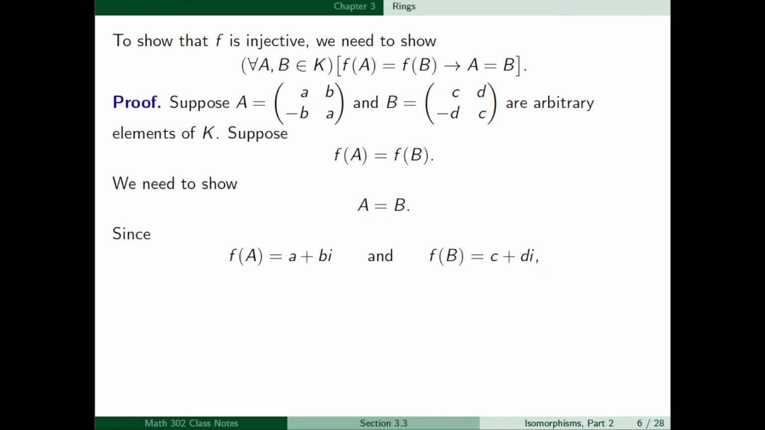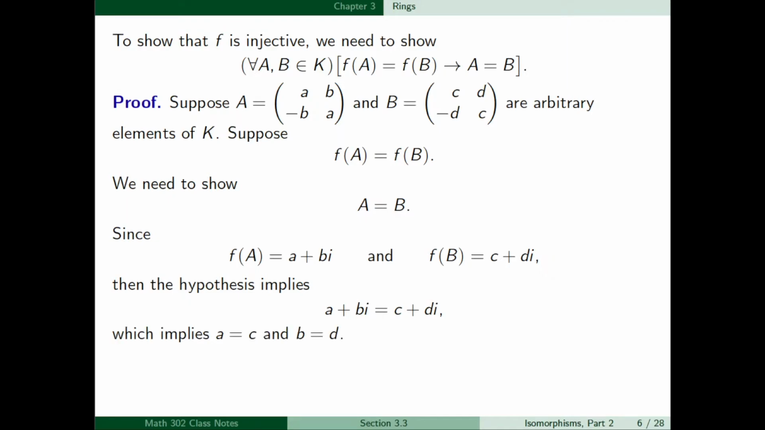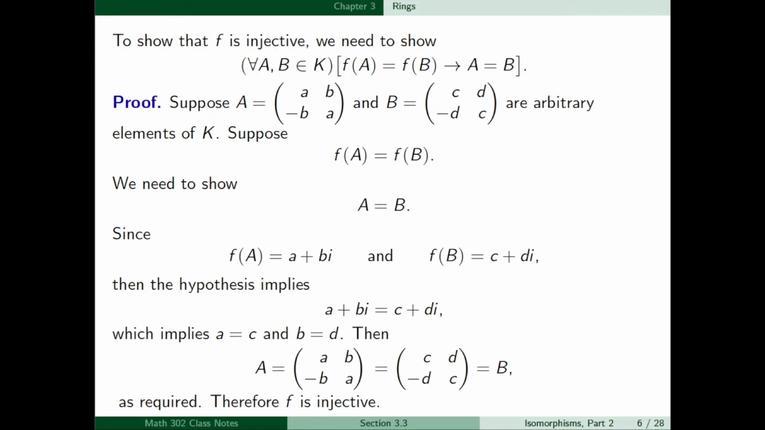So since f of a is equal to the complex number a plus bi, and f of b is the complex number c plus di, then the hypothesis implies a plus bi equals c plus di. And this implies that a is equal to c and b is equal to d. Two complex numbers are equal provided their real parts are equal and their imaginary parts are equal. So then A, which is the matrix [a, b; -b, a], will be equal to the matrix [c, d; -d, c], which is the matrix B. And so this proves the conclusion, and therefore f is injective.